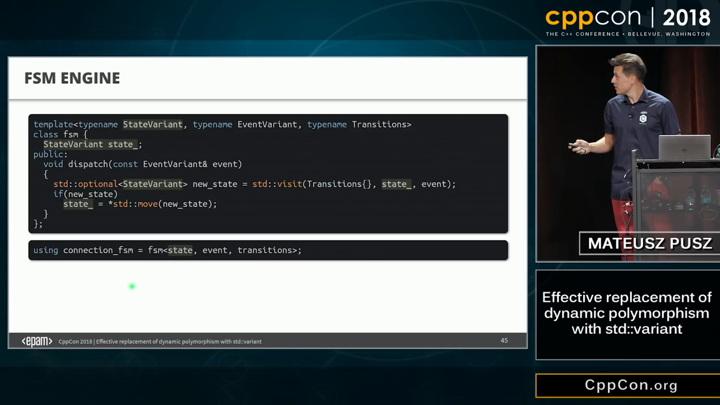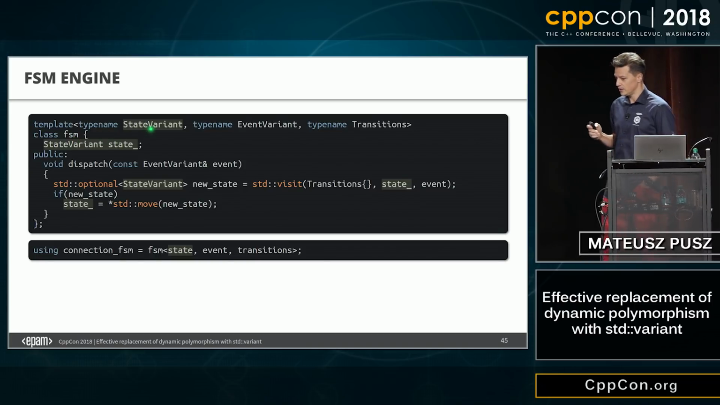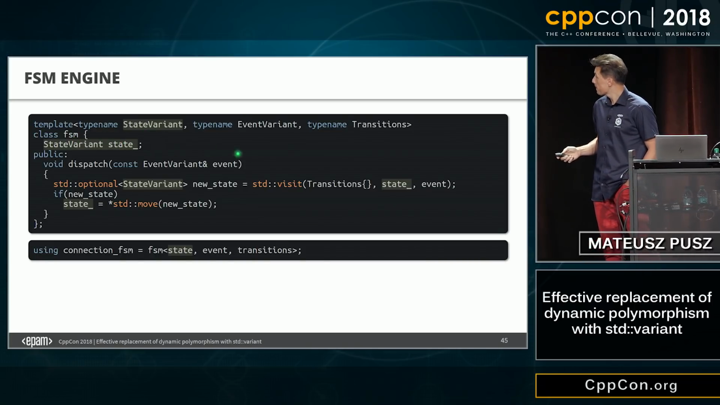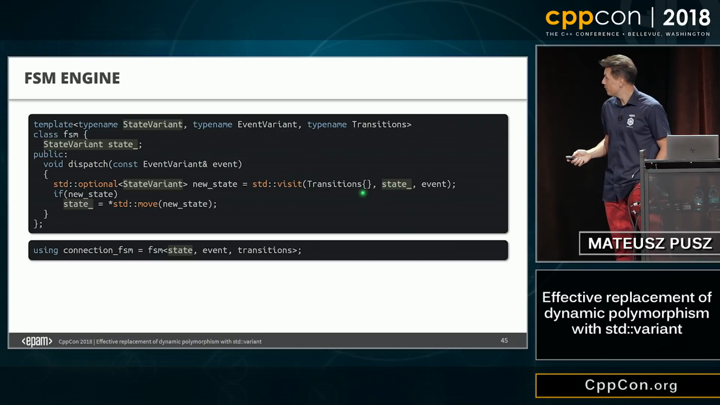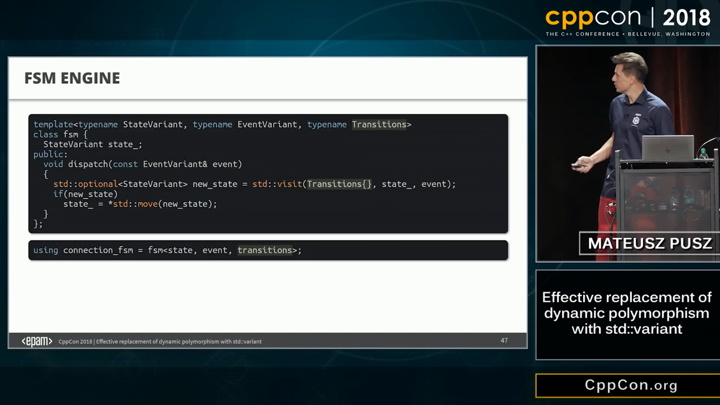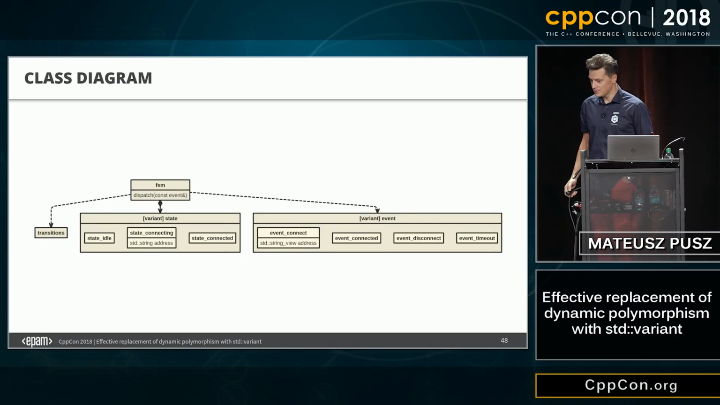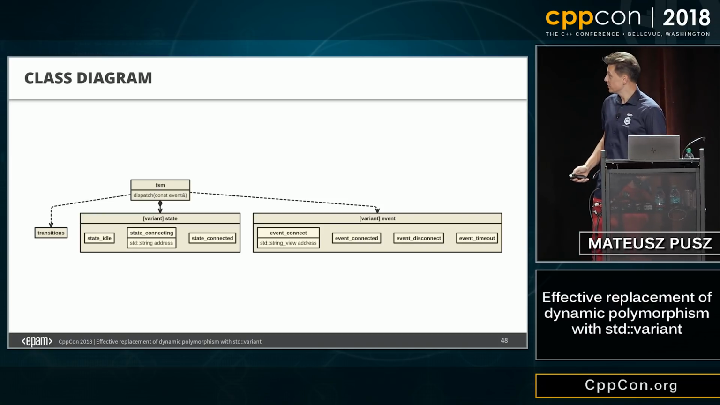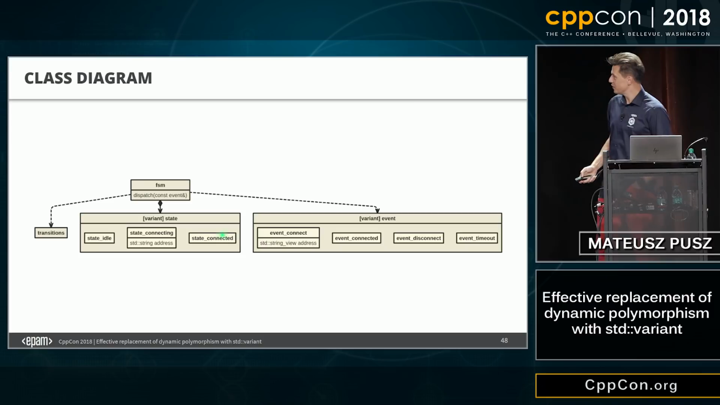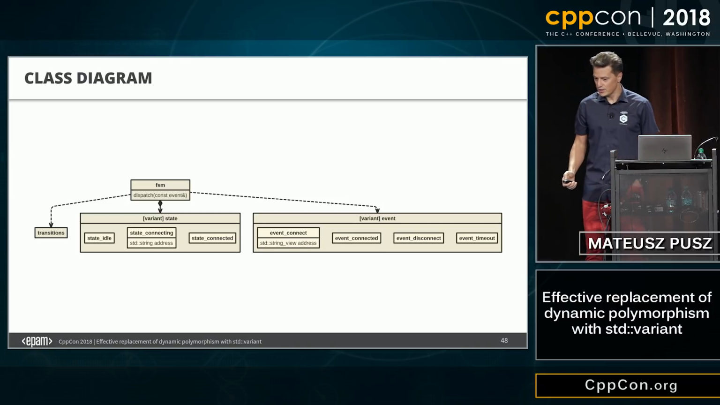So our Finite State Machine engine right now is a class template that has 3 arguments. It has states, which are passed as the first variant to the visit function. It has events, and it has the transitions, which in fact is our visitor class. Now we can state the state diagrams like this. So we don't have any inheritance. We have some unrelated classes put into the variant, and the design uses them in our engine.